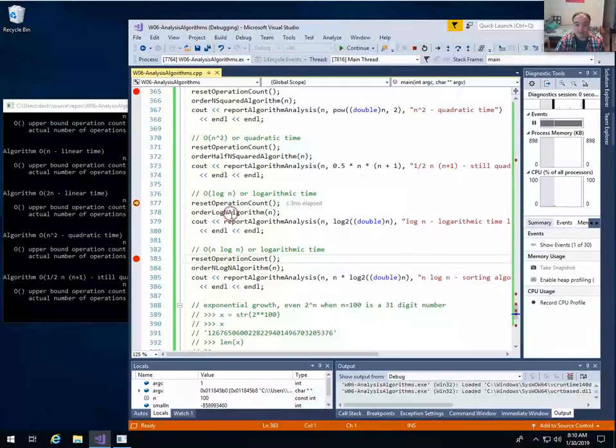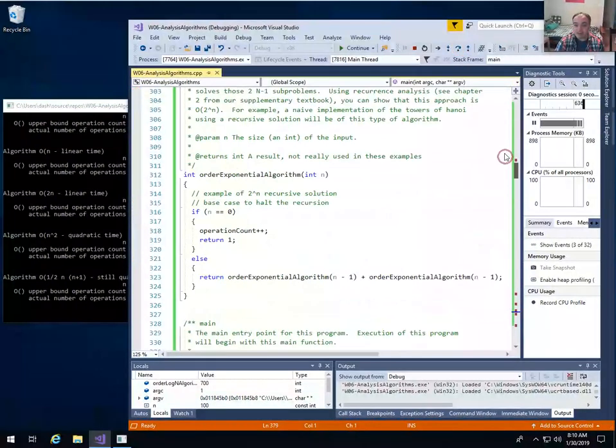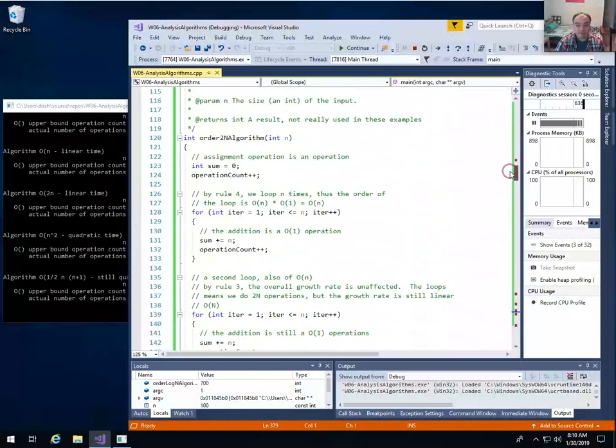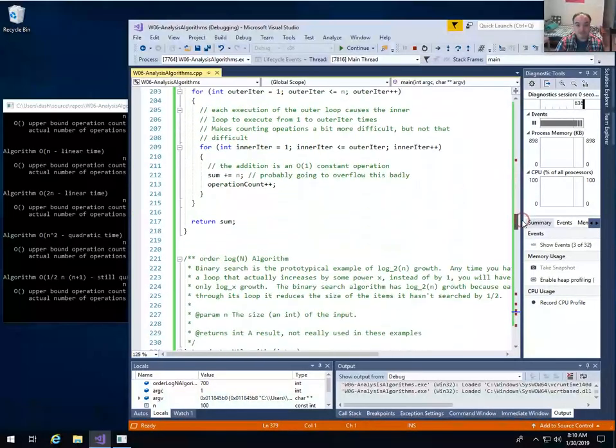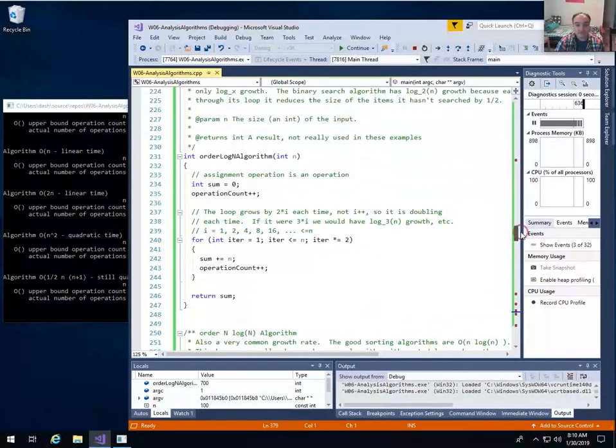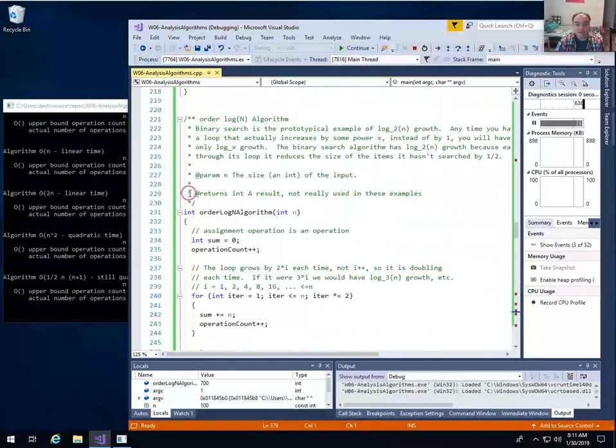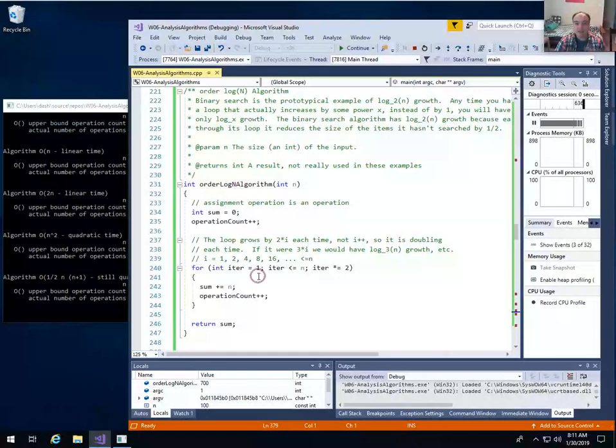So let's just step in there. Let's look at an example of what I did there. Well, so I'll go up here. So here's the logarithmic algorithm, so log n algorithm.